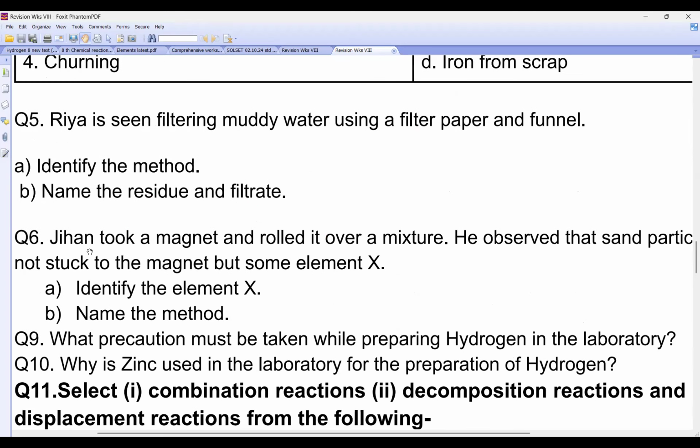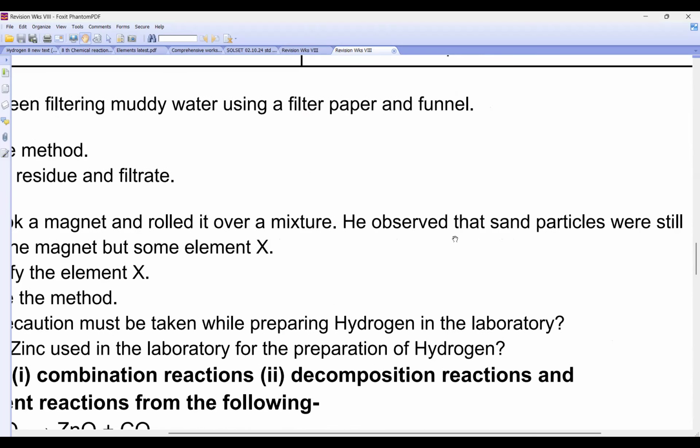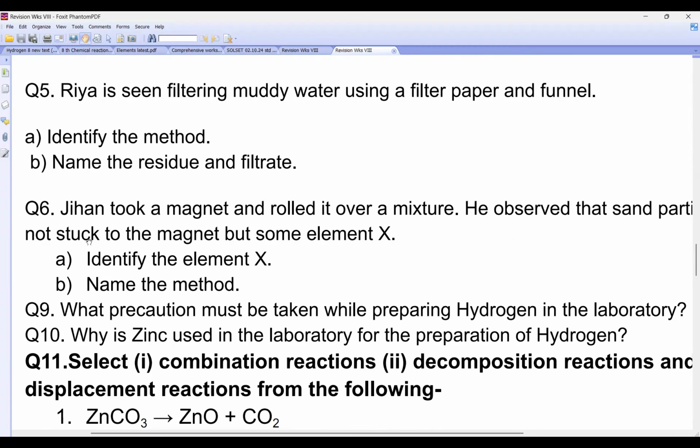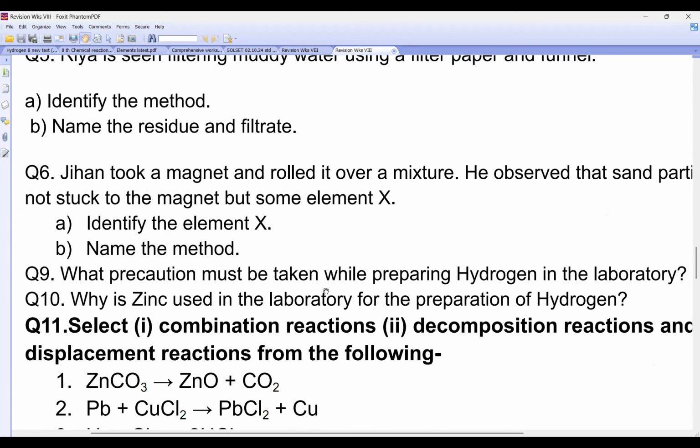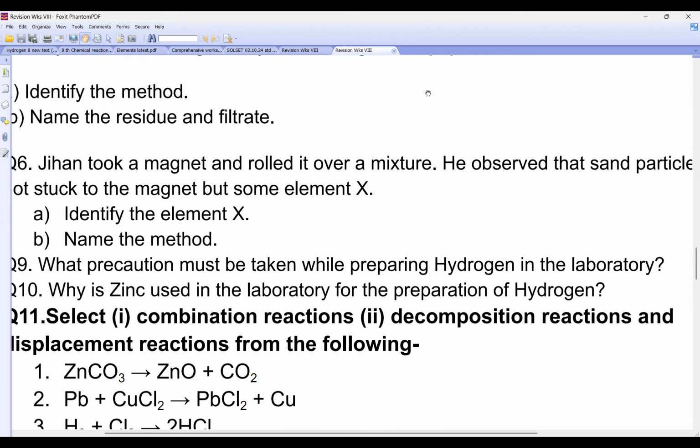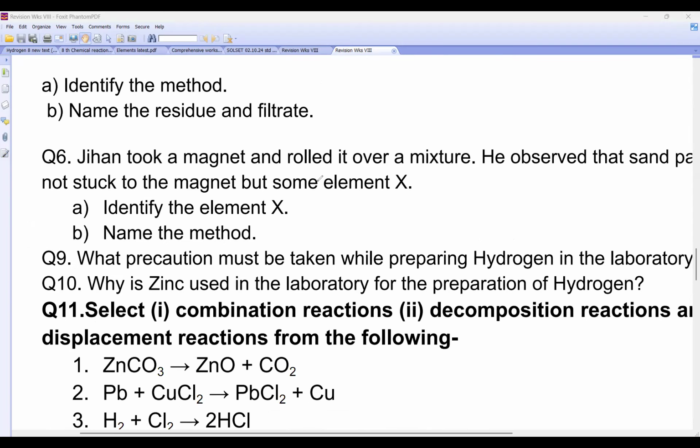Jihan took a magnet and rolled it over a mixture. He observed that sand particles were not stuck to the magnet, but some element X was. So who is the element X? Iron. Or you can say it is a magnetic substance. If the element is magnetic, then it will be iron.